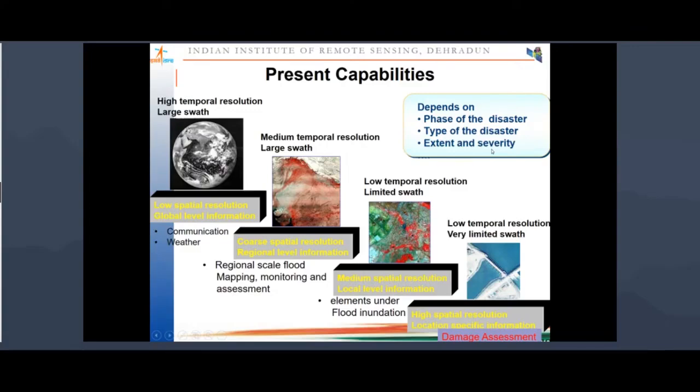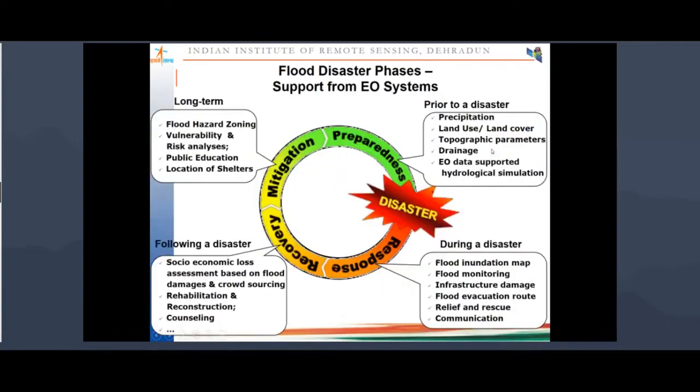If you look at the disaster cycle, then how you will use it and what parameters you will get from remote sensing. Okay, so let me start from prior to a disaster. What do you need? You need precipitation information, which you get from remote sensing. Land use land cover map is a very important input for flood modeling. Topographic parameters like digital elevation model, slope, flow direction, flow accumulation, all these you will get from remote sensing using DEM. You know that we have CARTO DEM, a DDS network.